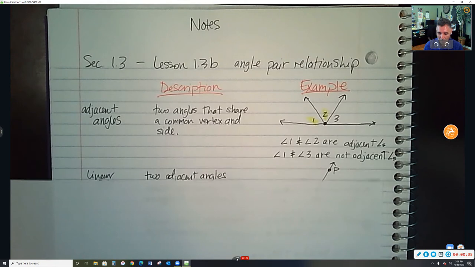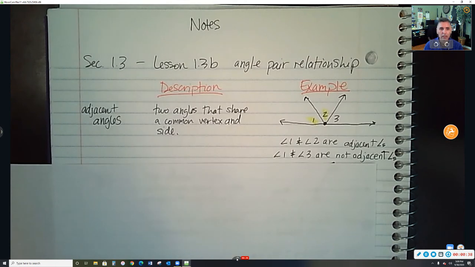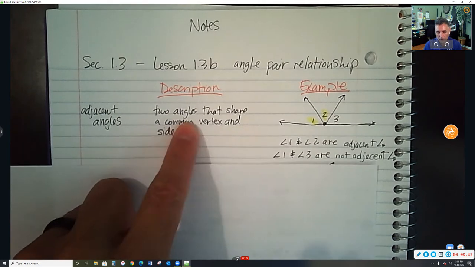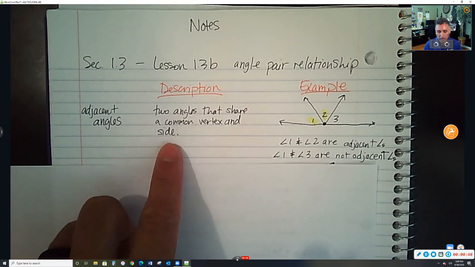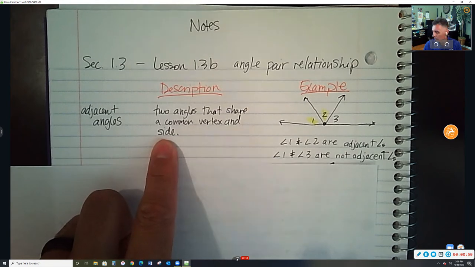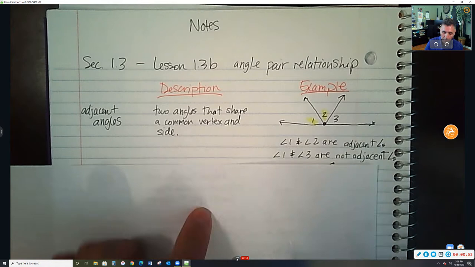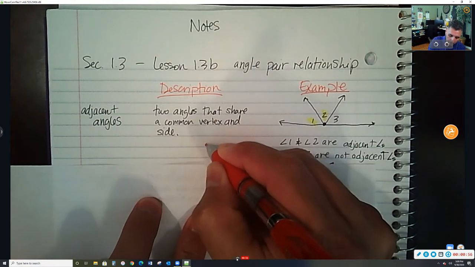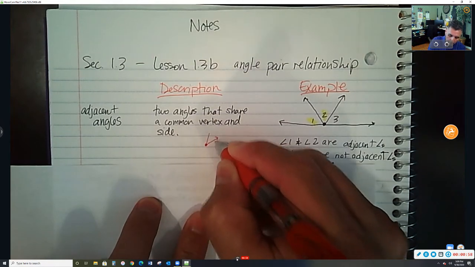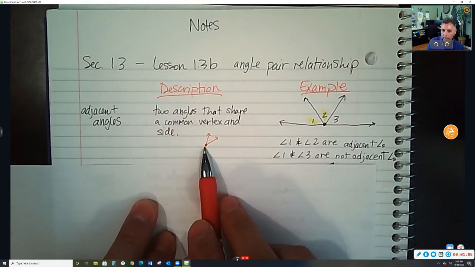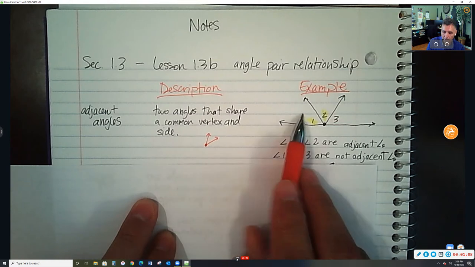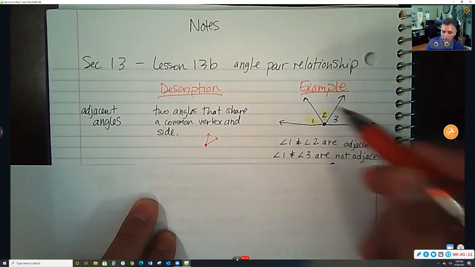And the first one, let's see, I'll just lower it down to there. These are called adjacent angles. And the description is basically 2 angles that share a common vertex and a side. Now remember, hopefully, this dot down here is the vertex. So in order for it to be adjacent angles, they have to share that dot, and they also have to have the same side shared.